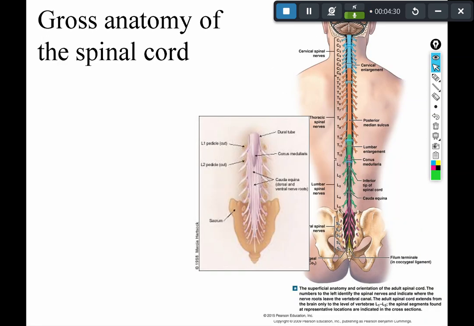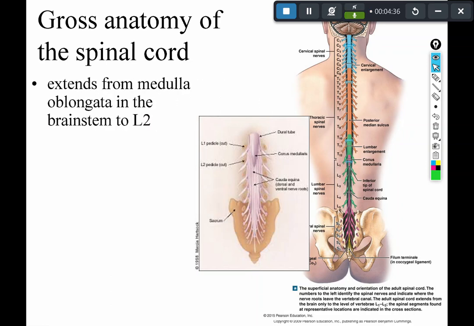So with regard to the gross anatomy of the spinal cord, meaning just big stuff that we can see easily, after the medulla oblongata, so remember the brainstem includes the pons superiorly and the medulla oblongata inferiorly, and that's the last part of the brain that is technically quote-unquote brain. And then the medulla extends down into the cervical spine and all the way down to lumbar vertebra number 2.